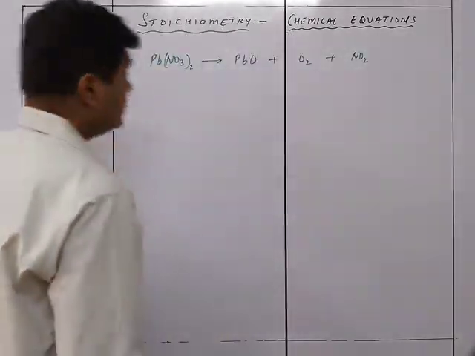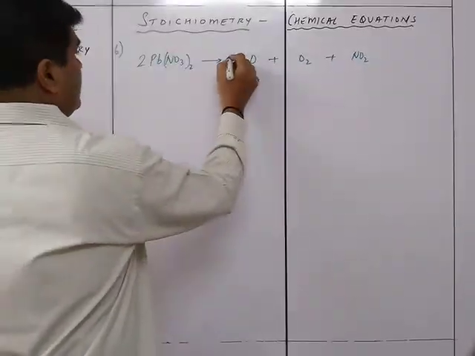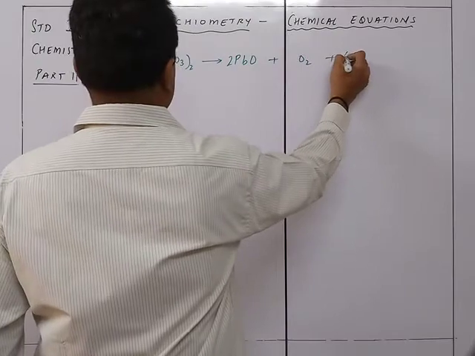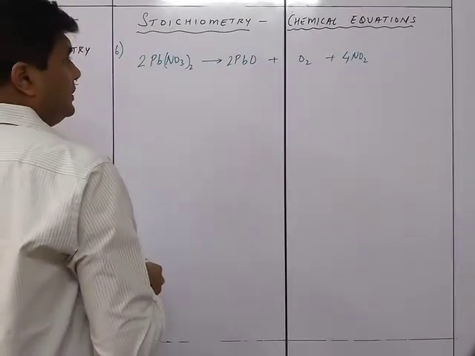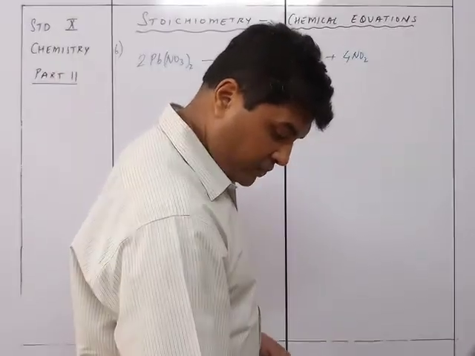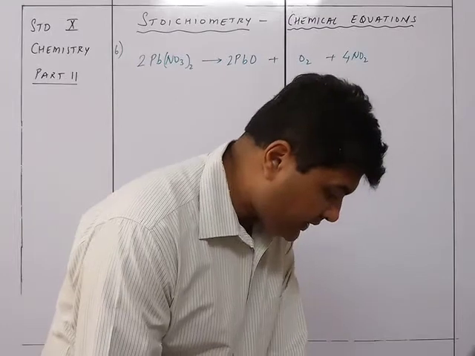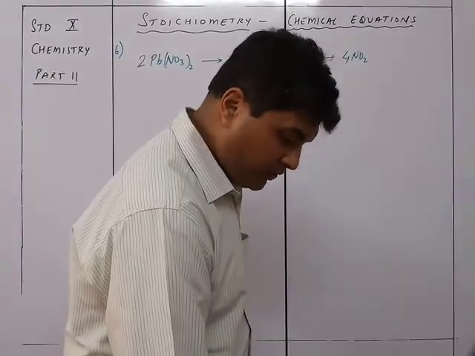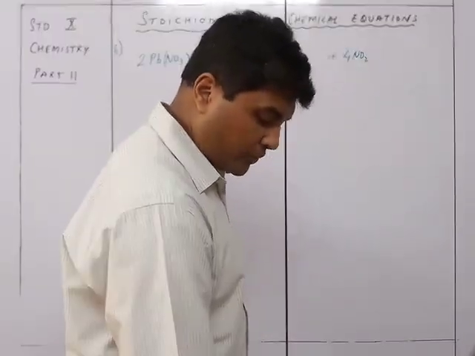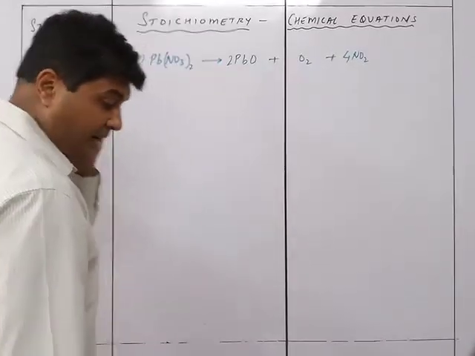Should be this way, so you can balance this thing. You put a 2 here, a 2 here, and a 4 here. That balances it. So lead nitrate produces... The next thing we need to do is calculate the volume of NO2 and O2 produced on heating 8.5 grams of lead nitrate.